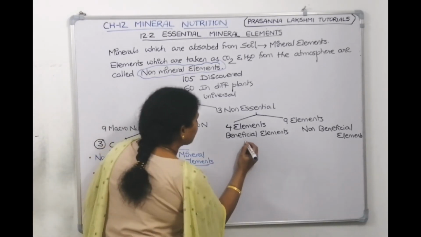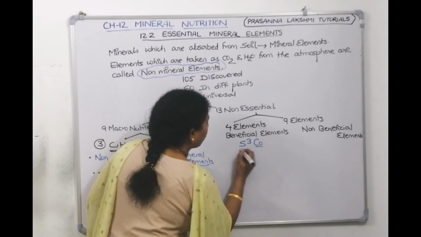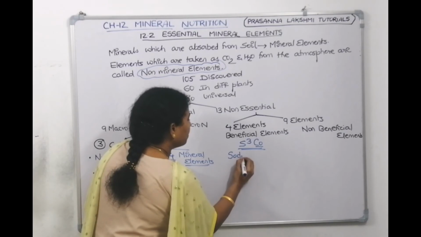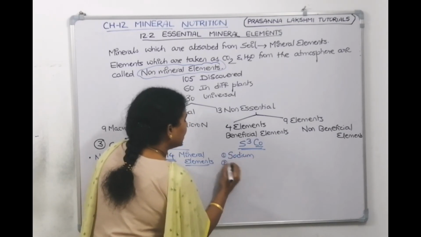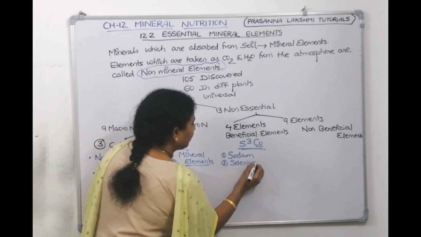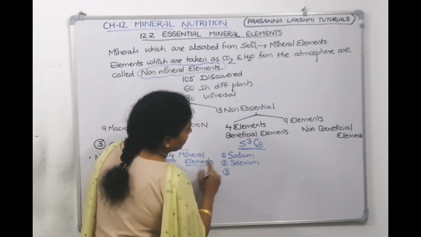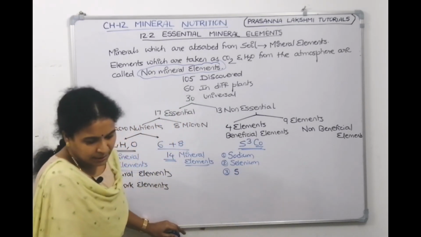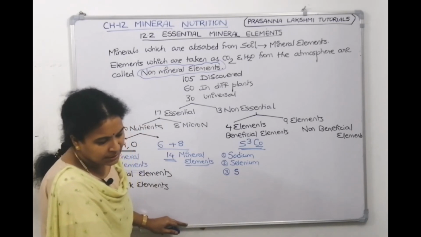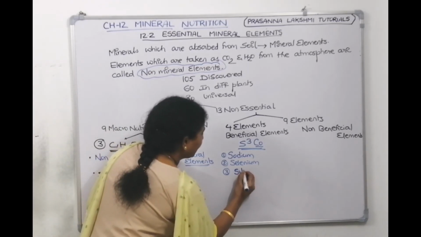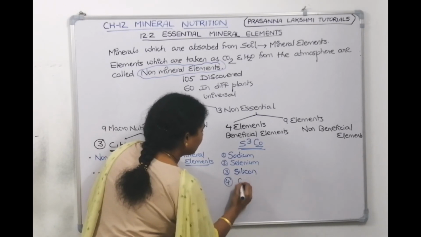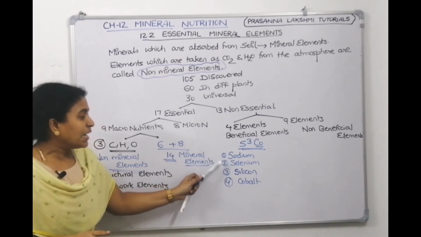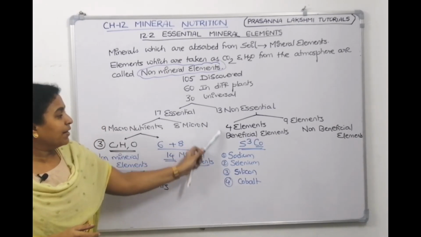Now, what are the examples of these beneficial elements? Again, we can make a code called S cube CO. One element is sodium. The second element is selenium. The third element is silicon. In NCERT they have given sodium, selenium, and silicon. And the fourth element is cobalt. Sodium, selenium, silicon and cobalt, they come under beneficial elements.